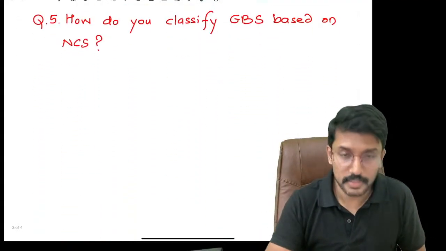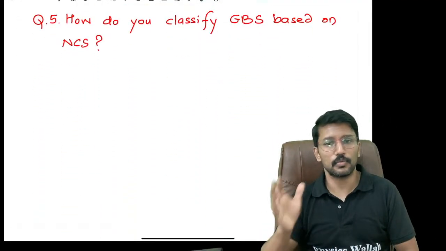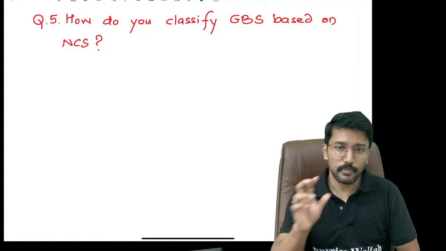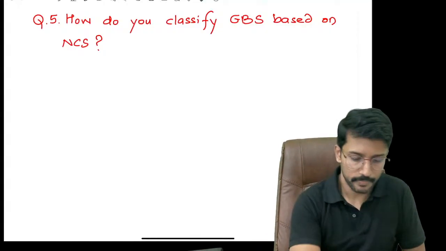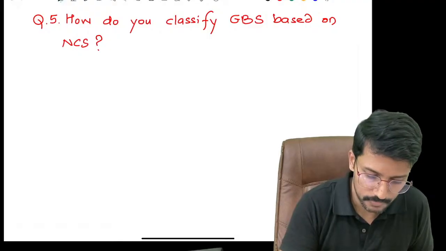So based on the nerve conduction studies, we have classified the GB syndrome into different types. But before going to the types, we will understand a little bit about nerve conduction study. Okay. So let me begin by asking you a question.